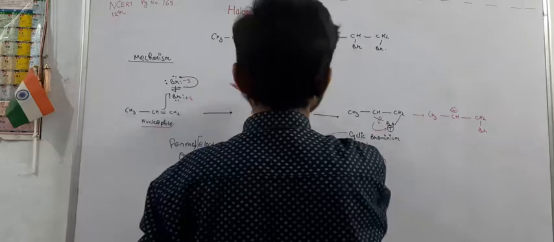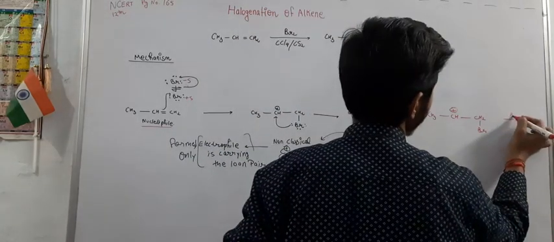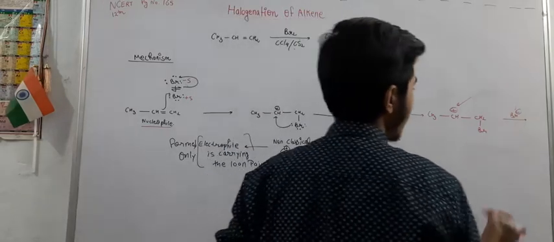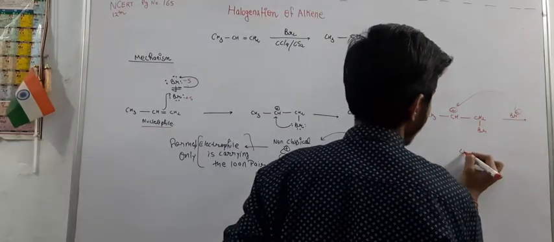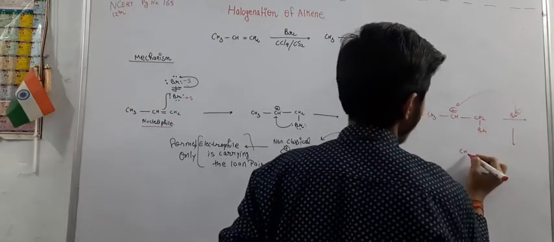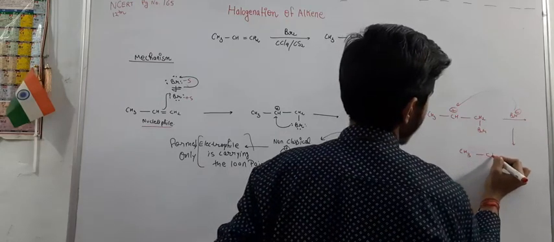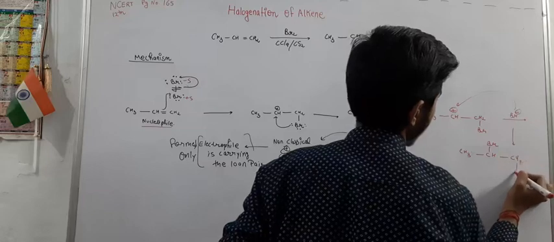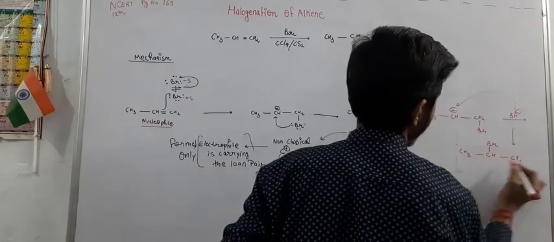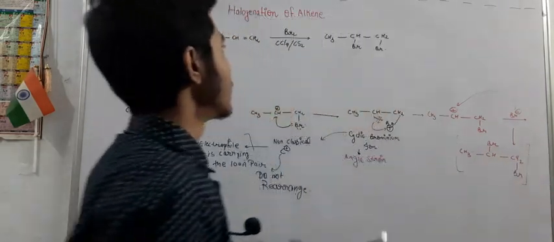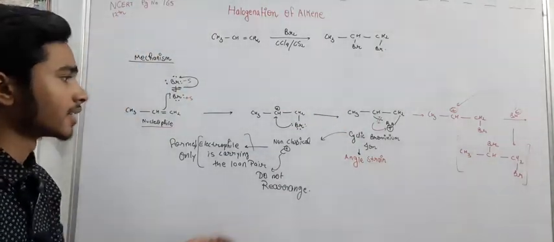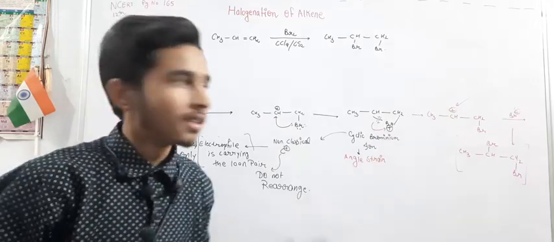Now Br minus is there. Br minus approaches this carbocation, and the addition product would be this. And this is your final product. That is the mechanism of this chemical reaction. So note it down.